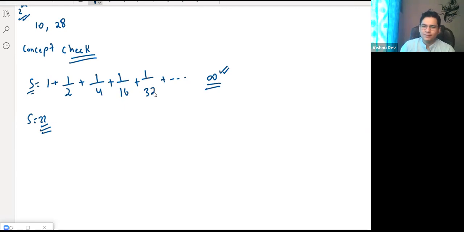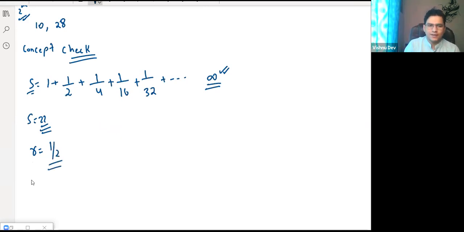It's a very simple question. AP or GP? It's GP: 1 by 2, 1 by 4. So what is R, the common ratio? It is 1 by 2. Common ratio is 1 by 2, right?